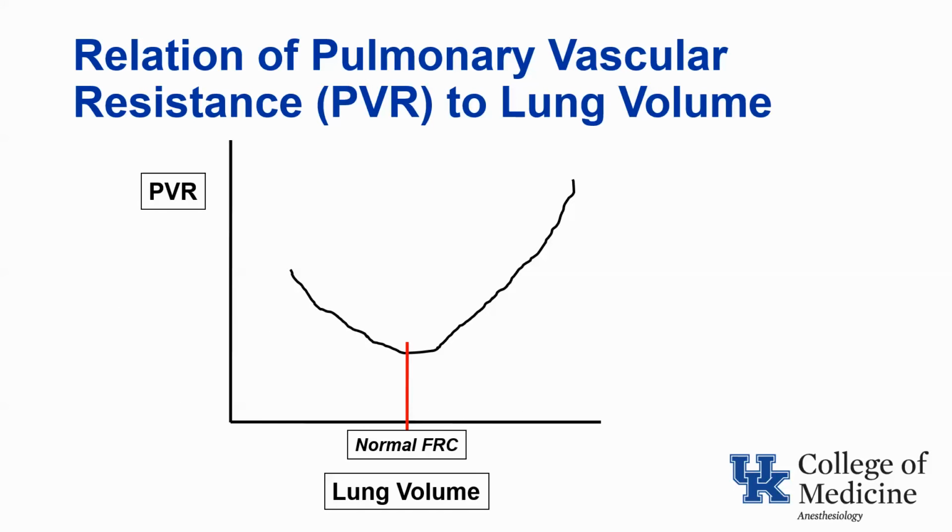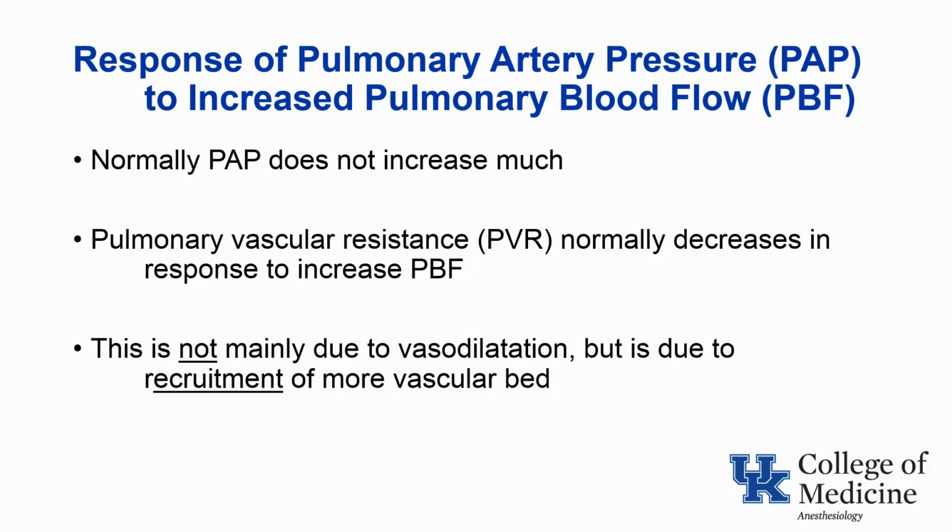Notice that there is a parabolic curve to vascular resistance versus lung volume. Pulmonary vascular resistance is lowest at normal FRC. As lung volume falls below normal, pulmonary vascular resistance goes up, and conversely, as lung volume increases above normal FRC, vascular resistance increases.